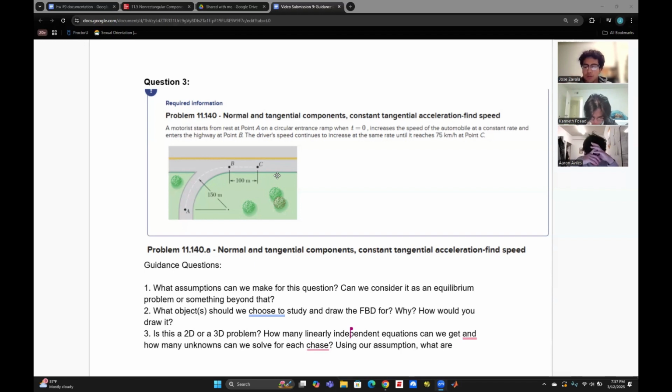We found the normal acceleration using v squared over rho, which in this case is 12.99 squared over 150 meters, and I get 1.11 meters per second squared for the normal acceleration. And then I just simply plugged into acceleration equals the square root of at squared plus an squared, and I got 1.28 meters per second squared.